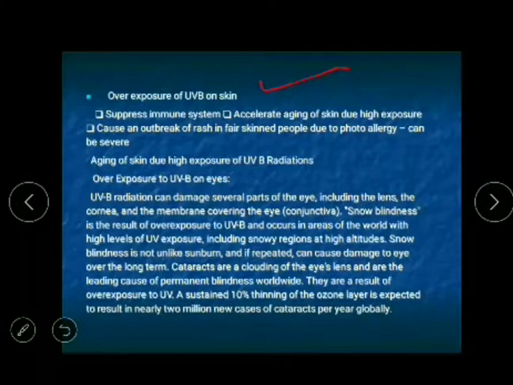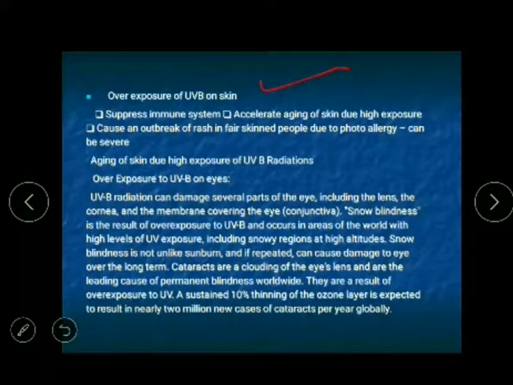Overexposure to ultraviolet B on the eyes. Ultraviolet B radiation can damage several parts of the eye, including the lens, the cornea, and the membrane covering the eye, the conjunctiva. Snow blindness is the result of overexposure to ultraviolet B and occurs in areas of the world with high levels of ultraviolet exposure, including snowy regions at high altitudes. Snow blindness is not unlike sunburn, and if repeated can cause damage to the eye over the long term.